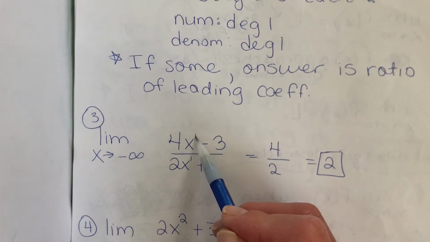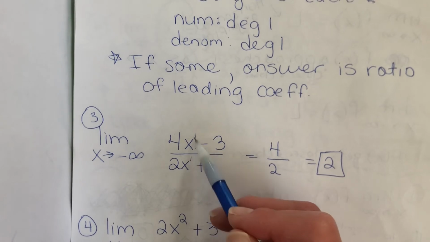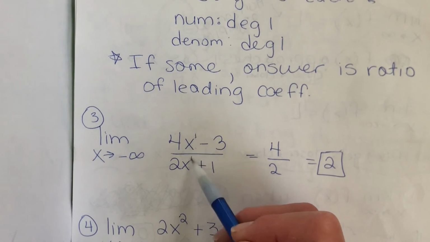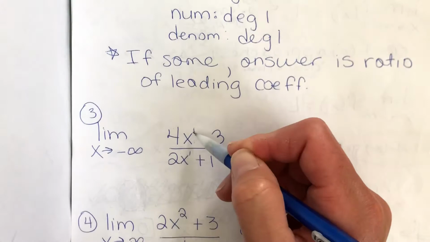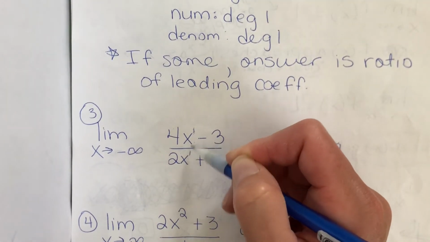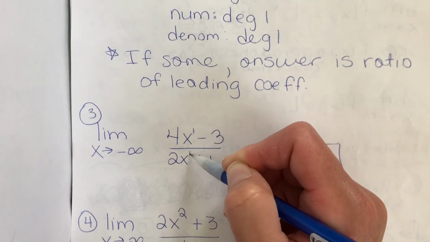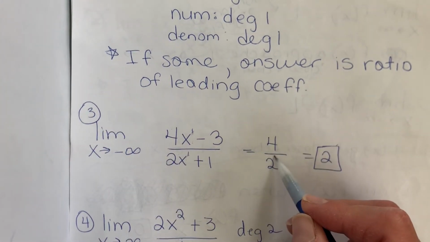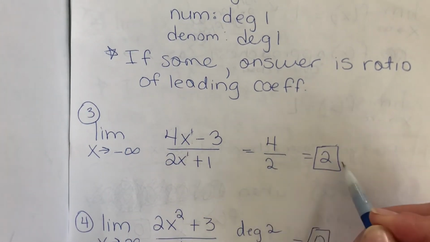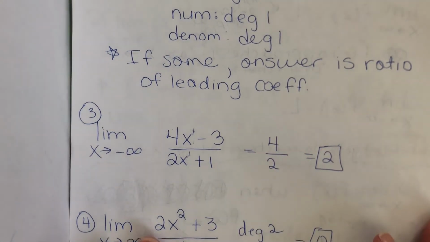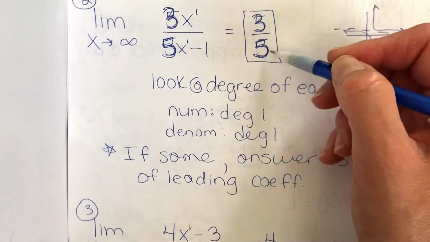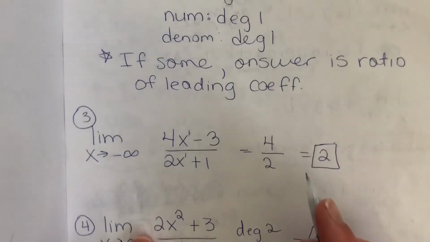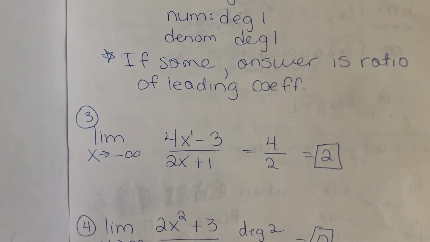If the exponents are the exact same, okay, the biggest exponents are the exact same, so therefore the degree is both 1, then you just take the numbers in front, 4/2, and then since this reduces down nicely to 2, that's it. Last time it didn't reduce, so we just left it as 3/5. This time it does reduce, so we leave it as 2.